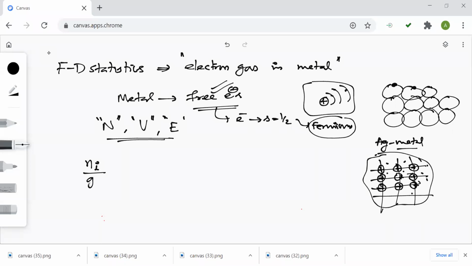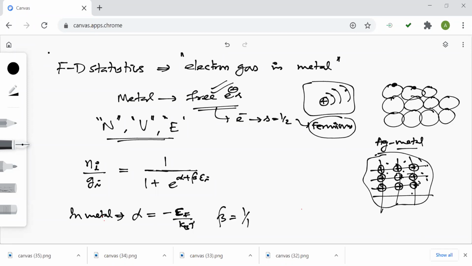So what is the formula? Ni by Gi equal to 1 by e power, you can write in this way also, but I'll write the method I have given already: 1 plus e power alpha plus beta into Ei. This is the general formula. Now, in the case of metals, alpha will be equal to minus Fermi energy, I'll write EF, Fermi energy by kBT. Observe this carefully. In metals, alpha is equal to minus Fermi energy by kBT.